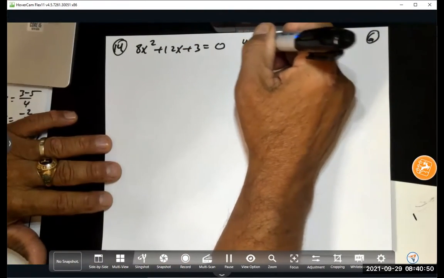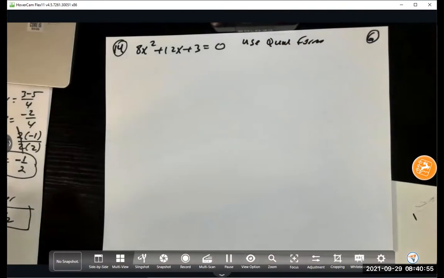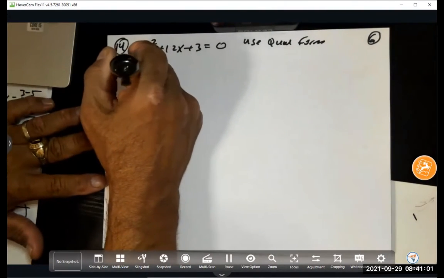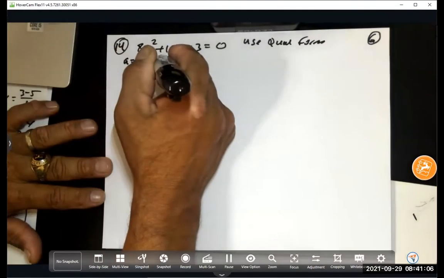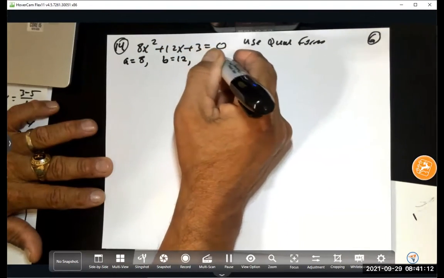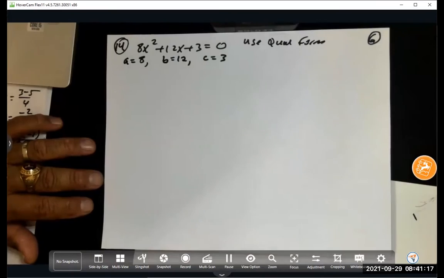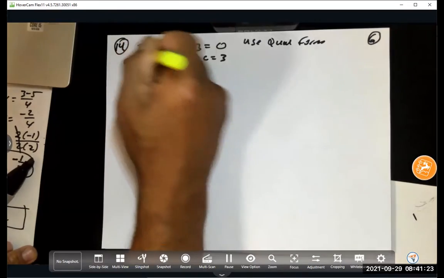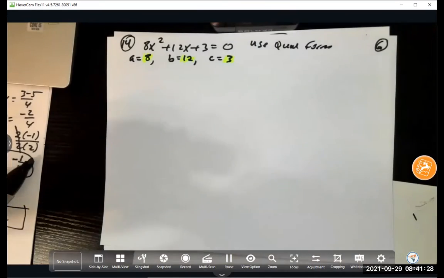It's going to say use the formula. All right, so first thing you need to do: A, B, and C. So what is A? 8. What is B? 12. What is C? 3. Is everybody okay with A, B, C? Let me mark them again just to make sure you know where they are. There's A, B, C. All right, so we got those numbers.